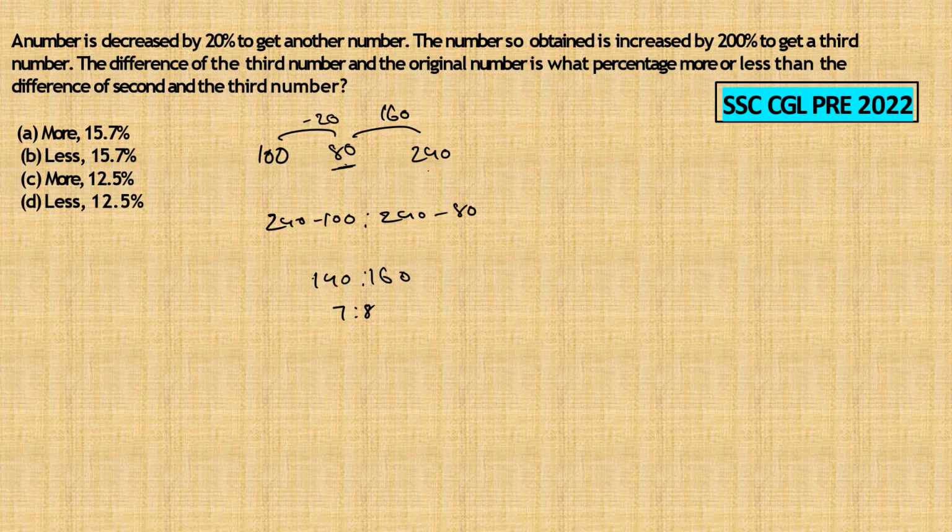What percent more or less than this number? How much is it less than 8? That is 1 less than 8. 1 by 8 denotes 12.5%. That is less 12.5%.